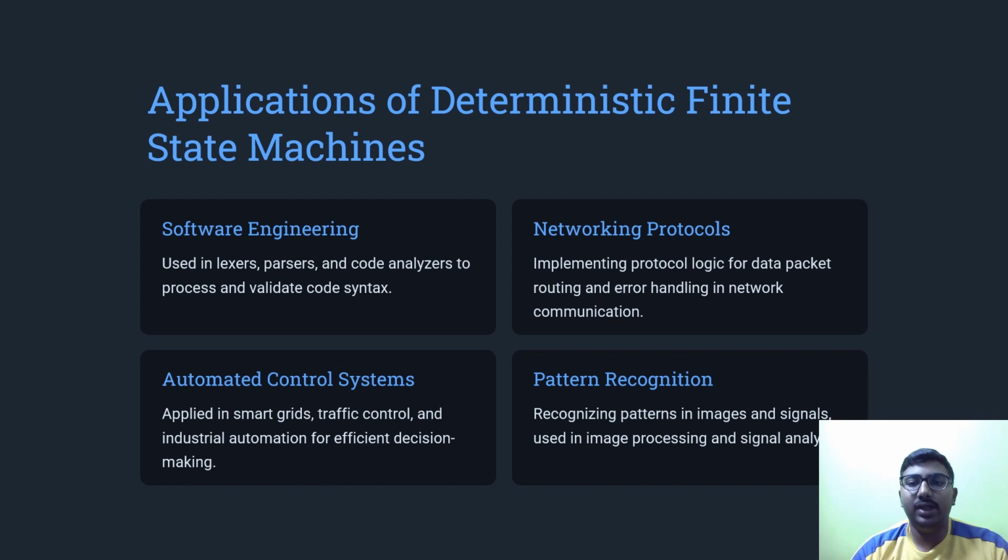Applications of deterministic finite state machine. The first application of the deterministic finite state machine is software engineering, used in the lexer, parsers, and the code analyzer to process and validate code syntax. Network protocols implement protocol logic for data packets, routing, and error handling in network communication. Automated control systems are applied in smart grid, traffic control, and industrial automation for efficient decision making.